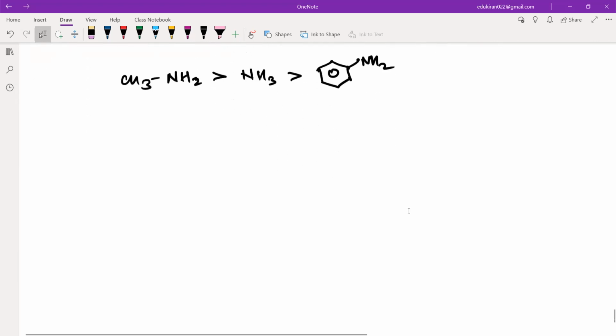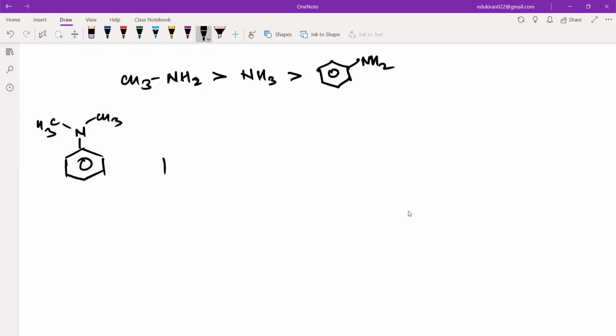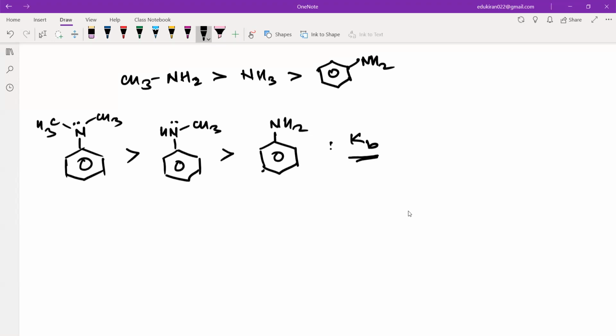Now, if you have a molecule like this in which you have nitrogen with CH3 groups attached, CH3, CH3, there is nitrogen, one hydrogen, and CH3. And then you have nitrogen with H2. In this case, because of the big methyl groups present, there will be some hindrance in the sharing of electrons in the delocalization. So delocalization will not be effective. That is why this will have more basic character. This is the order for Kb and for basic character.